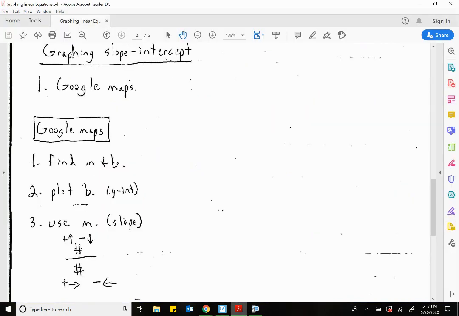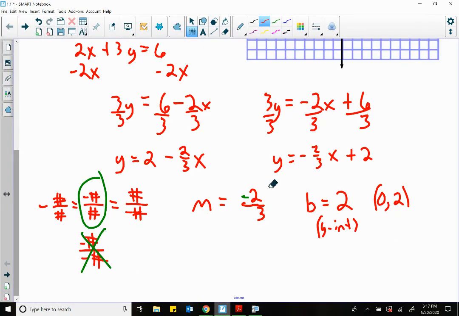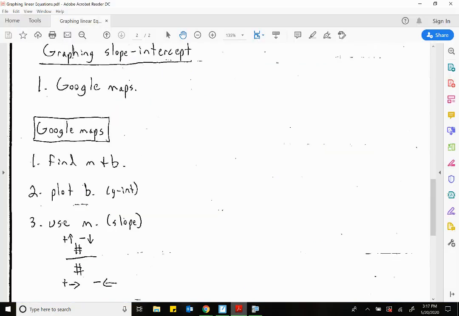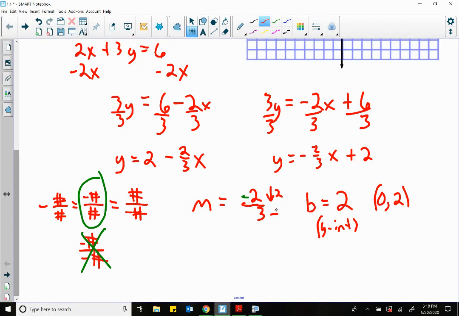So as we just talked about, the top value, because it is negative, means that we're going to be moving down 2. The bottom number, because it is positive, means we're going to be moving to the right 3. So we're going to use those directions.